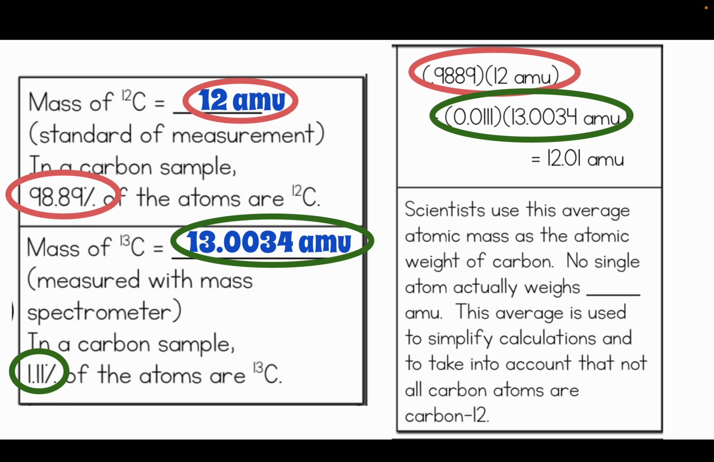Anytime we are trying to calculate a reaction or something to do with carbon atoms in it, we use this atomic weight. No single atom actually weighs 12.01. We know that, right? Our carbon-12 atoms weigh 12 AMU. Our carbon-13 atoms weigh 13.0034 AMU. But this is our average that we're going to use to simplify calculations and take into account that not all carbon atoms are carbon-12. This number, this average atomic mass, takes into account all the isotopes of carbon that we might find in nature and how many of them we find in nature. So this is the number we use.